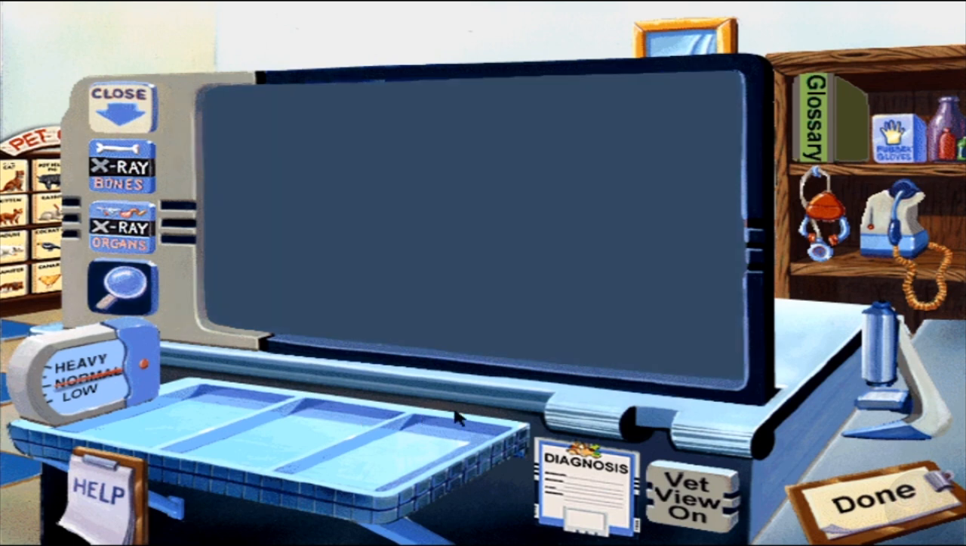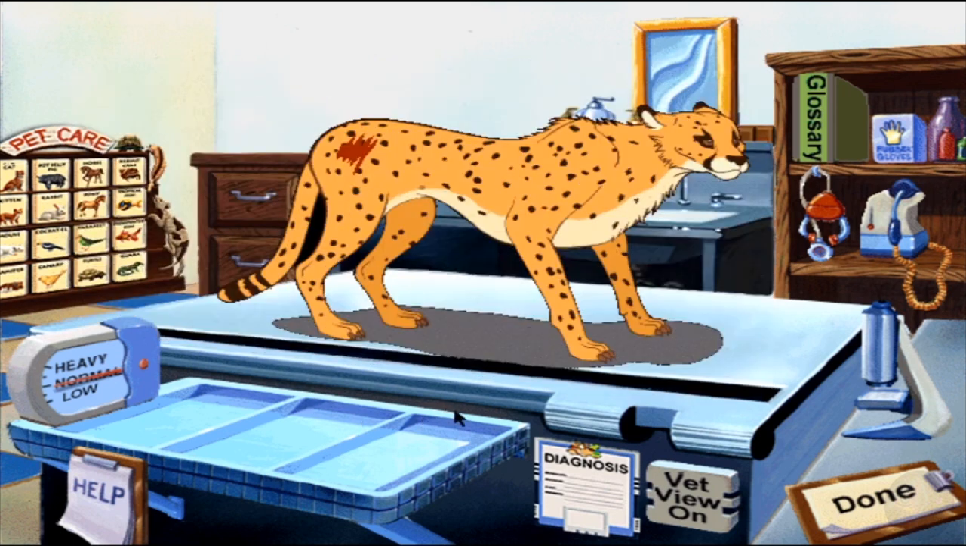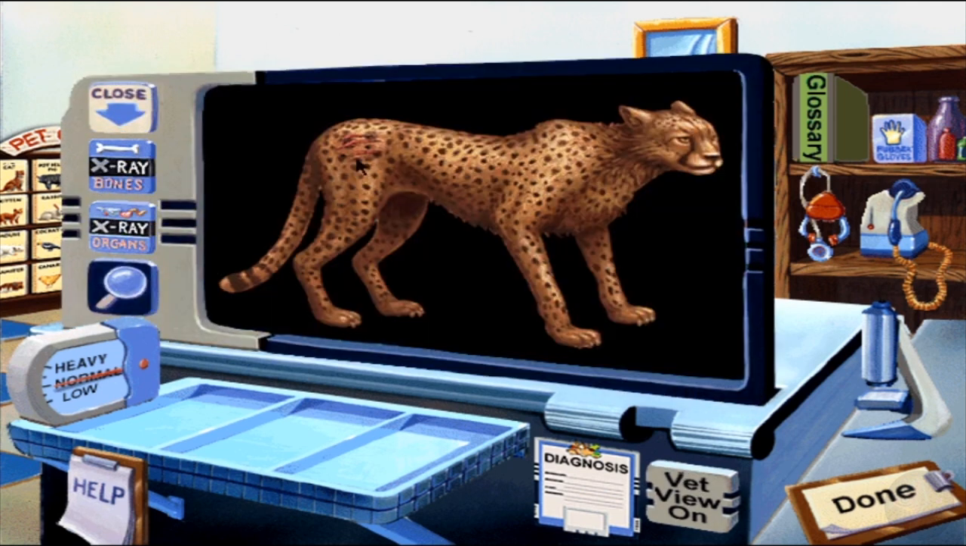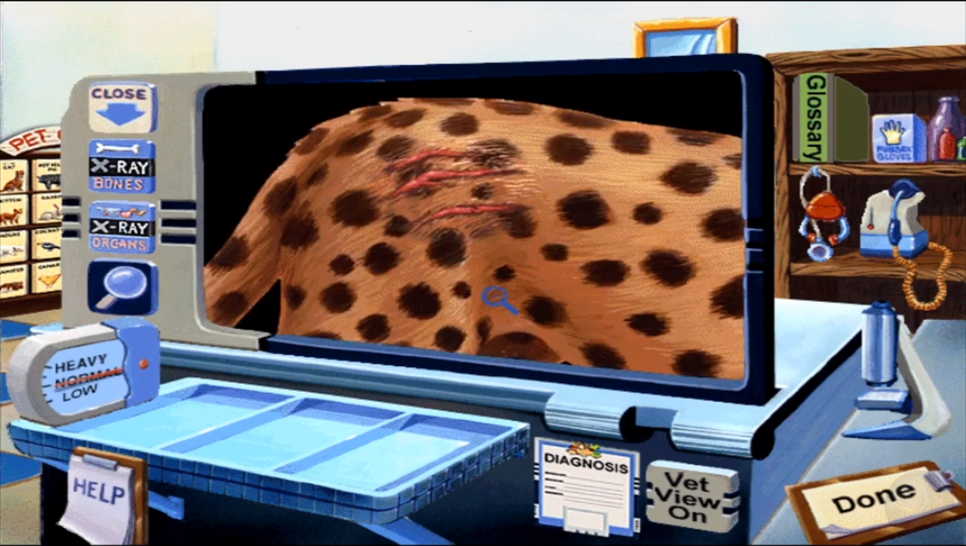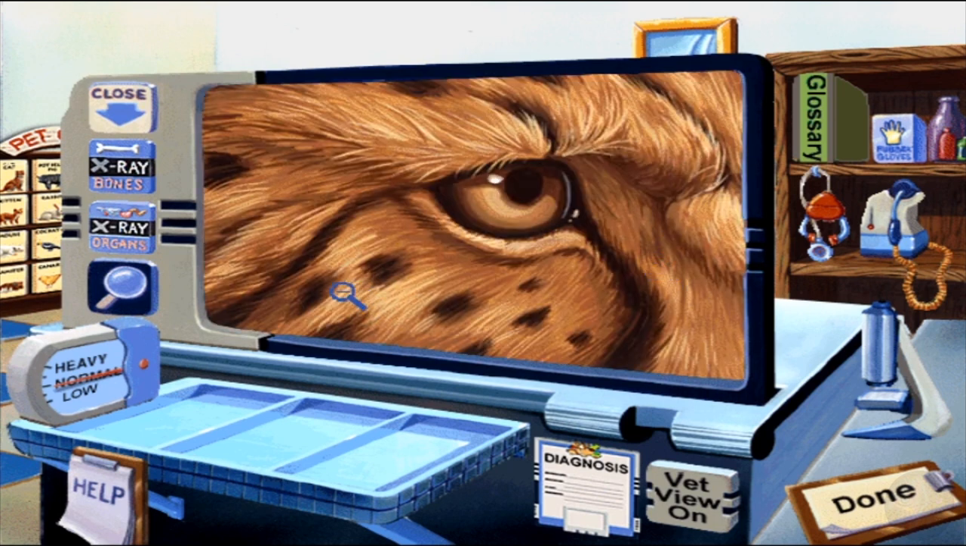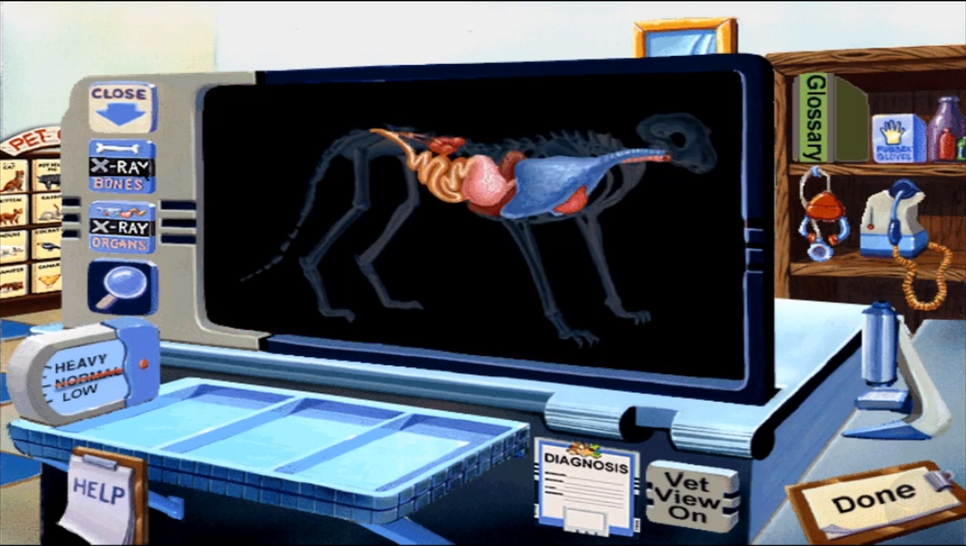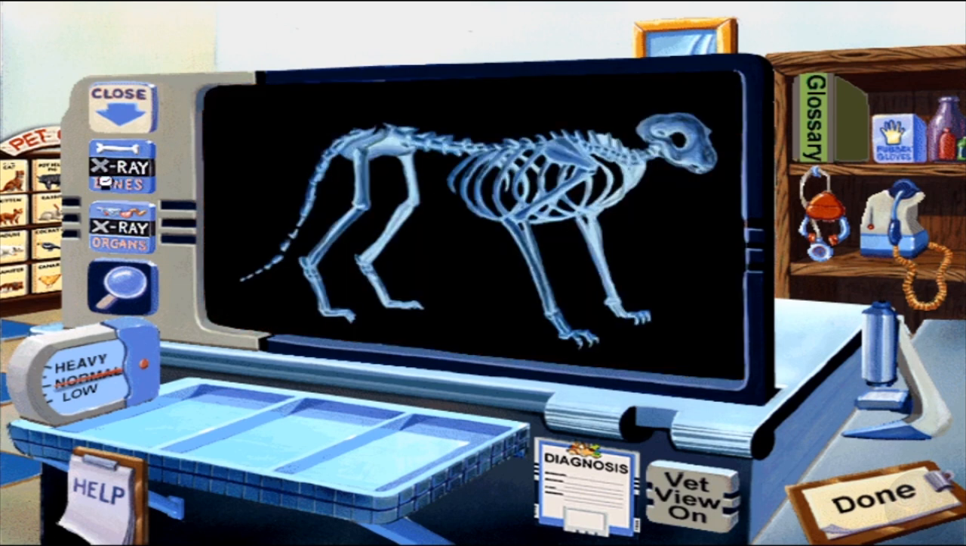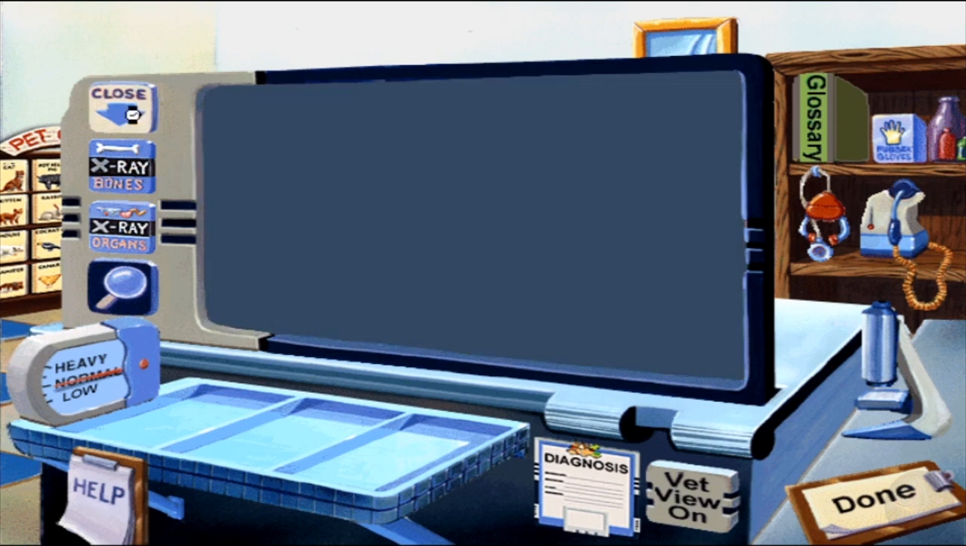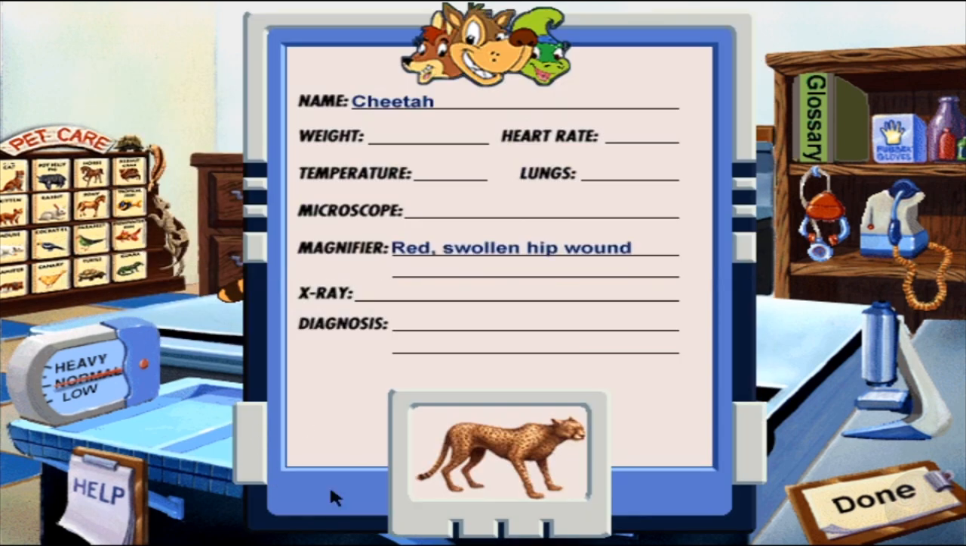Oh, you've brought an animal in for examination. Ooh, look at this cut. It's very inflamed. Everything looks healthy here. I don't see any problems here. Red swollen hip wound. Normal.